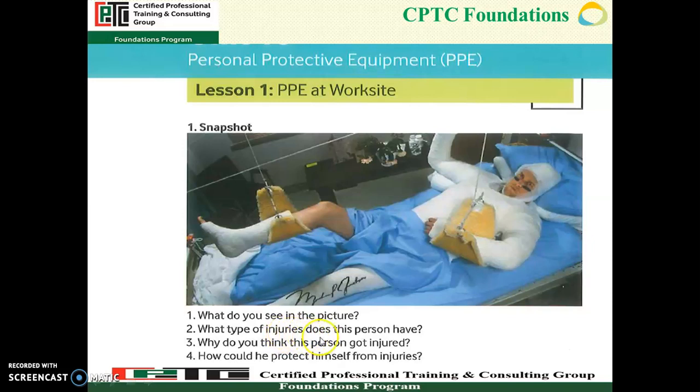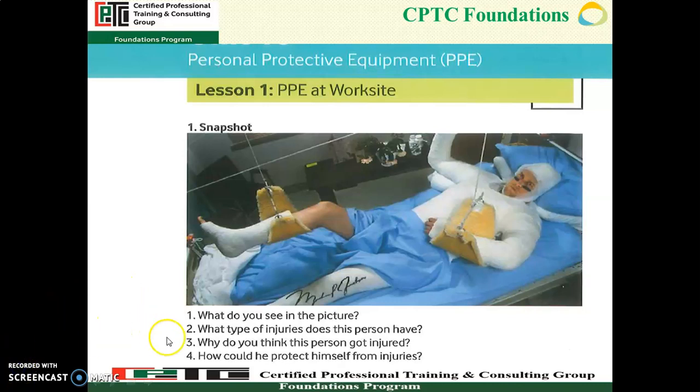What type of injuries does this person have? So of course he has some injuries, but what type of injuries? How can you describe those injuries? And then question number 3, why do you think this person got injured? What's the reason? What was wrong? And then the last question here is, how could he protect himself from injuries? So I'll give you a few minutes to answer the questions, and then we'll get back to each other and discuss them together.